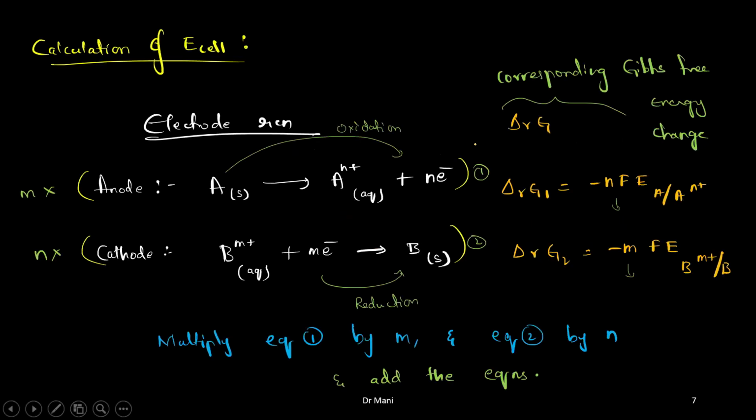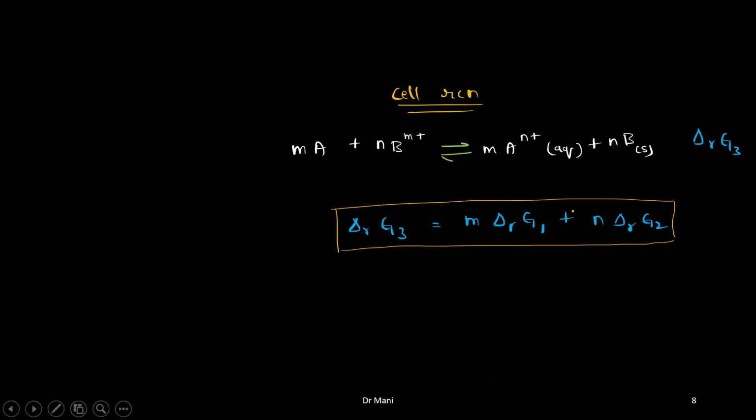So this is the Gibbs free energy for the half reaction that happened at the anode. This is the Gibbs free energy for the half reaction that happened at the cathode. Now, this is the total Gibbs free energy of the overall reaction. So this total Gibbs free energy is equal to the sum of the Gibbs free energy at the cathode plus the Gibbs free energy at the anode. Is that clear? Yes, sir.